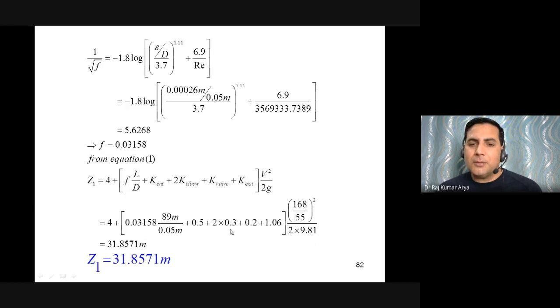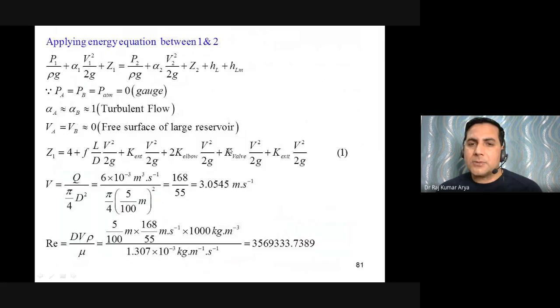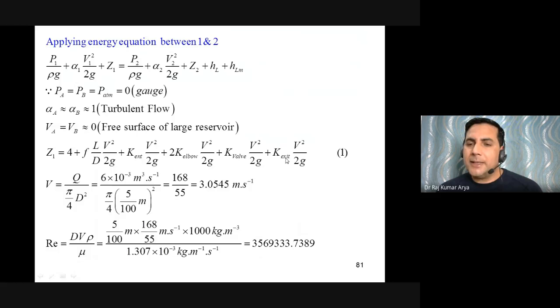One valve is given in this, right? There is one gate valve fully open. So you have that also, K valve V square upon 2G. After that there is the exit loss also here. That is also given, one exit here. So for that also I wrote K exit V square upon 2G. And there is no other component here, right? Correct or not?